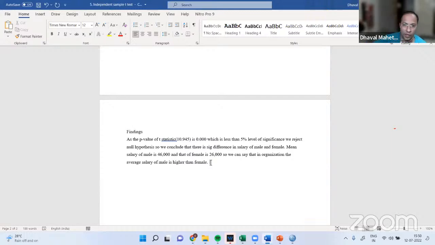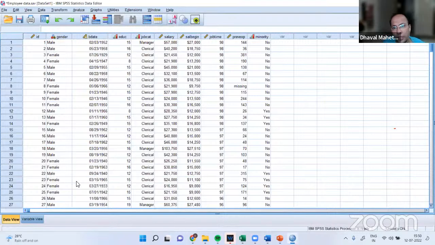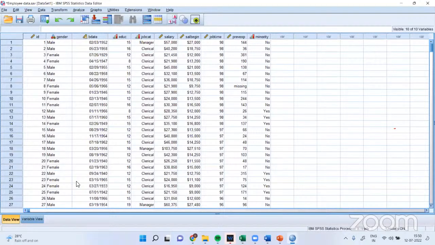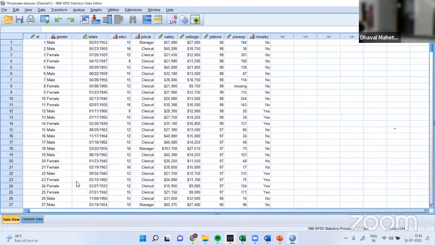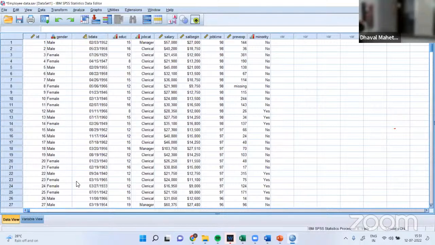Yes. Okay. Now you tell me, which is another variable in which I can carry out the independent sample t-test? Any other variable? Job category and salary. Job category has more than 2 groups: clerical, custodial, and managerial. You cannot run t-test on that. Education level has got 15 categories. You cannot run it.